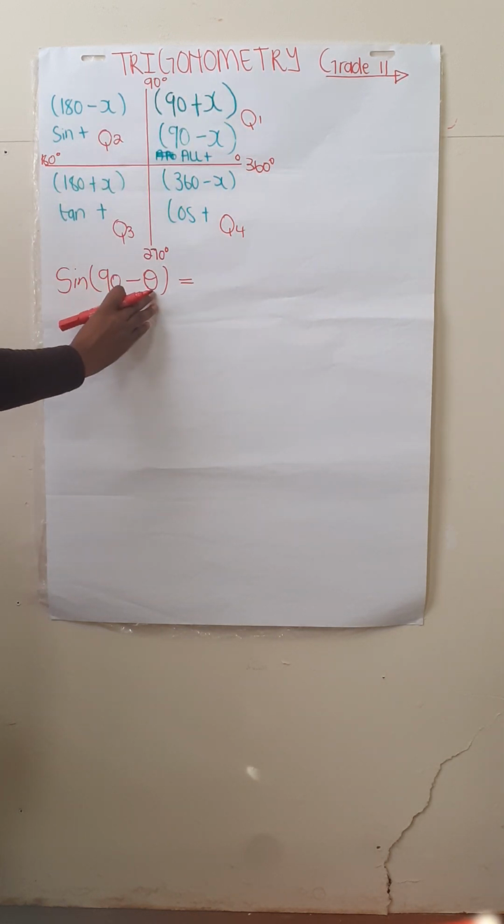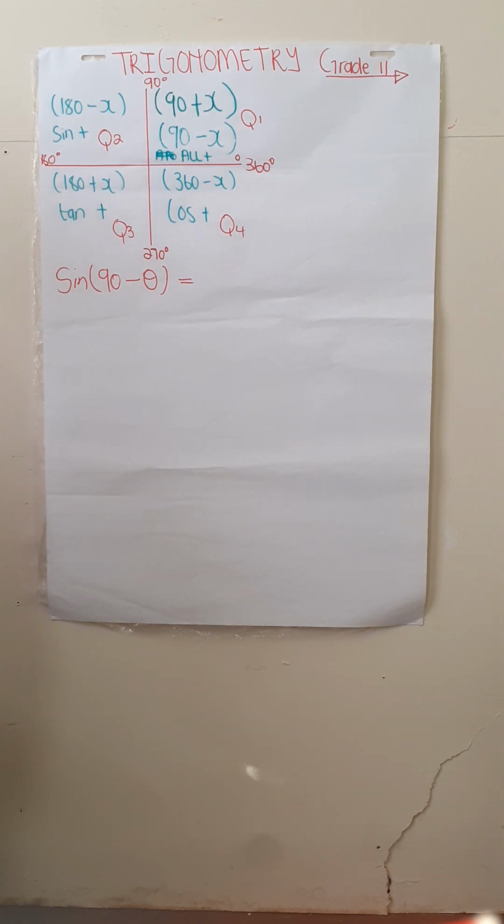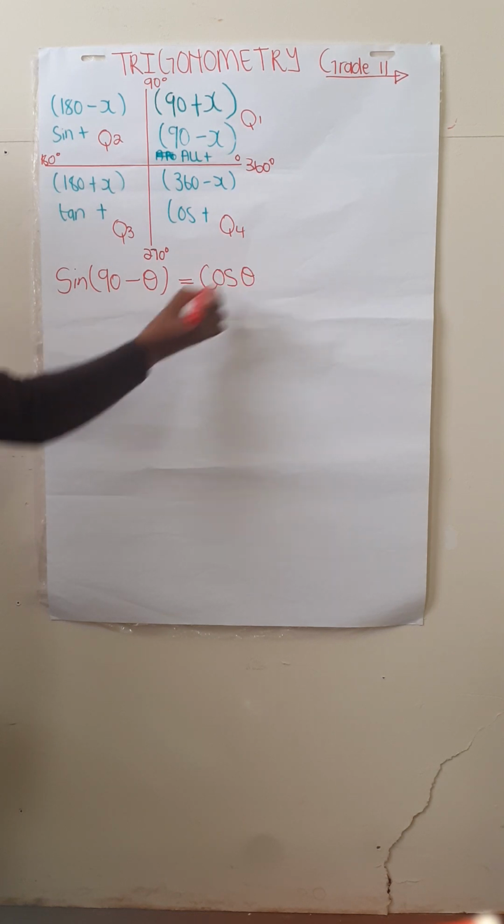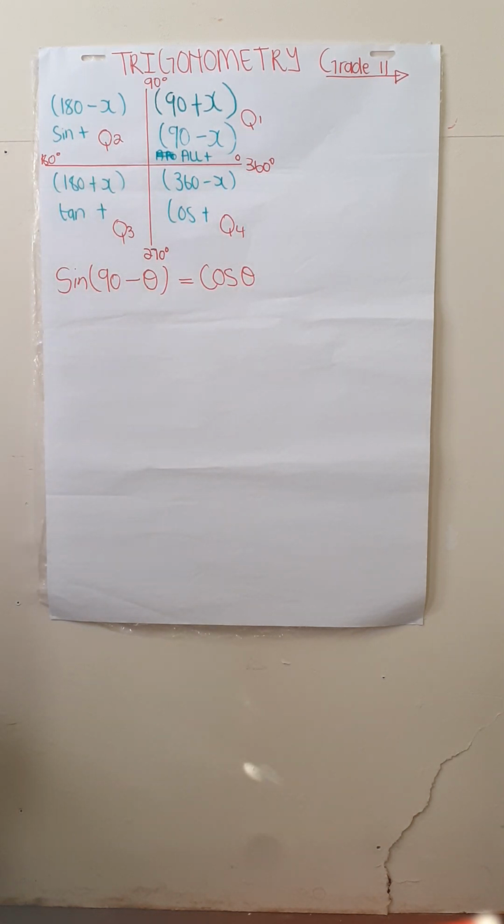They can sometimes give you this as an A, alpha, or B, beta. So the letters can change from different questions, depending on what the examiner would like to use. So when you see sine(90 minus theta), know that that's automatically cos theta. Even if it's sine(90 minus x), it will be cos x. If it's sine(90 minus beta), it will be cos beta. So that's what you have to keep in mind always, guys.